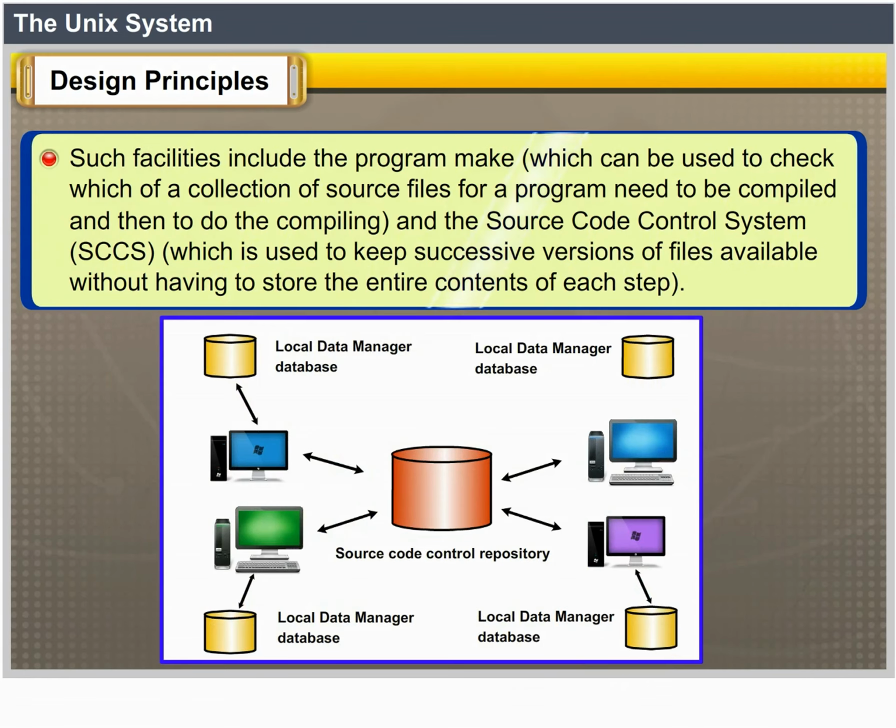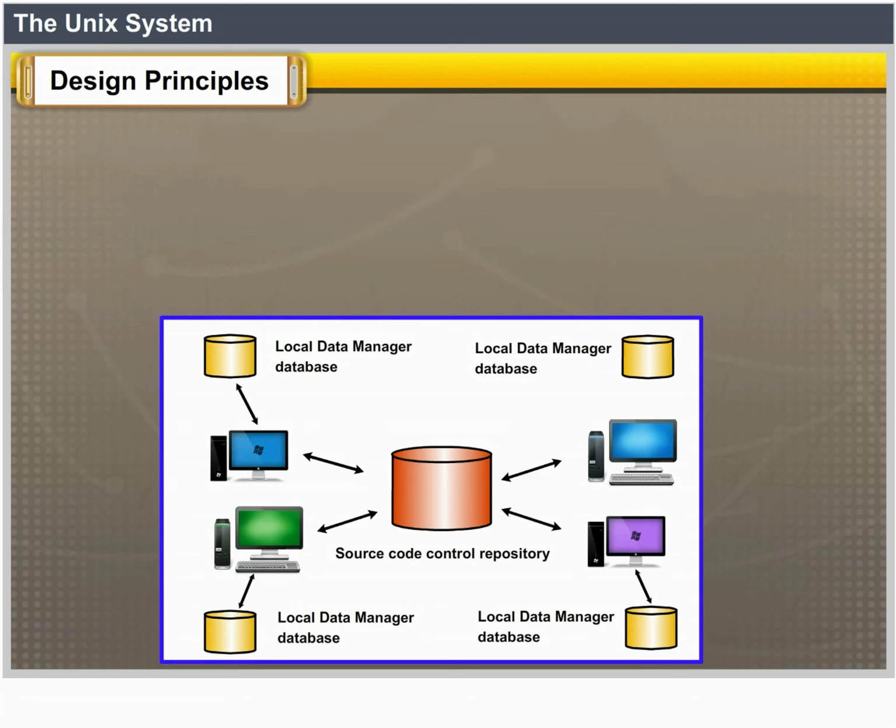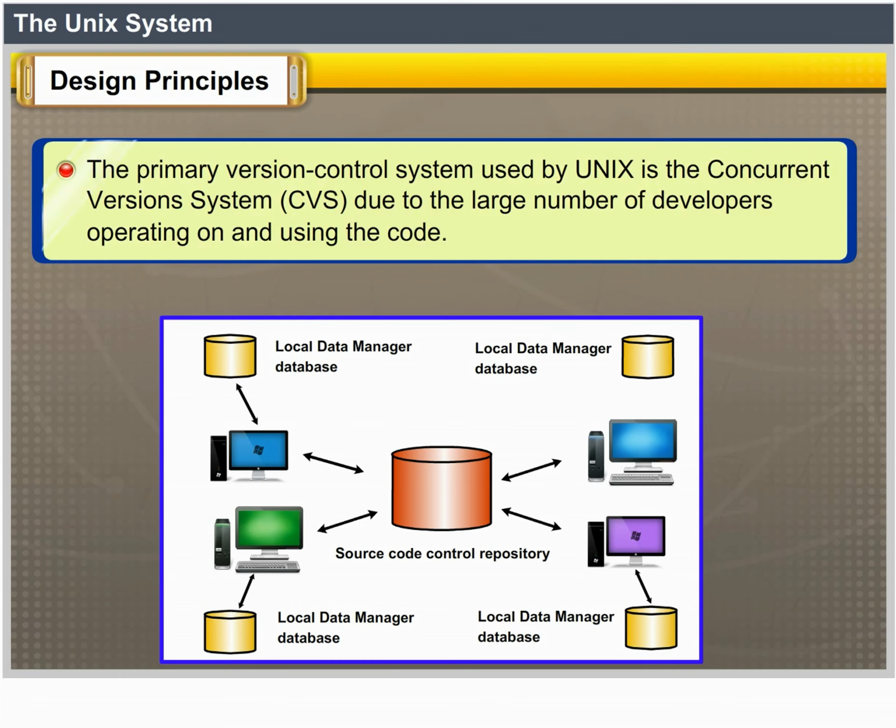Such facilities include the program make, which can be used to check which of a collection of source files for a program need to be compiled and then to do the compiling, and the source code control system, SCCS, which is used to keep successive versions of files available without having to store the entire contents of each step. The primary version control system used by Unix is the Concurrent Version System, CVS, due to the large number of developers operating on and using the code.